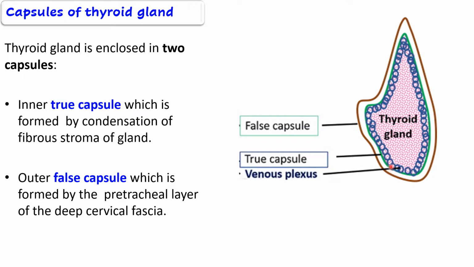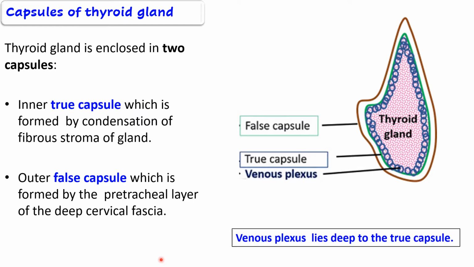Now let us look at another structure. You find there is a venous plexus which is present deep to the true capsule. So in case of thyroid, the venous plexus lies deep to the true capsule. This you have to remember, because when you do pelvic viscera, the prostate gland also has two capsules, and there the venous plexus lies between the true and the false capsule. This is the difference. So in case of thyroid gland, the venous plexus lies deep to the true capsule. This you have to remember.